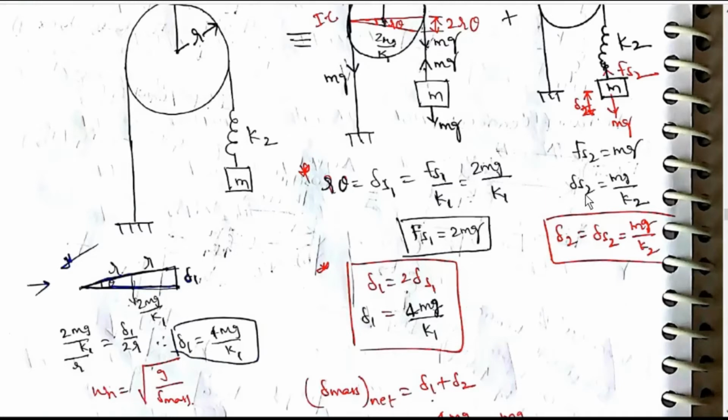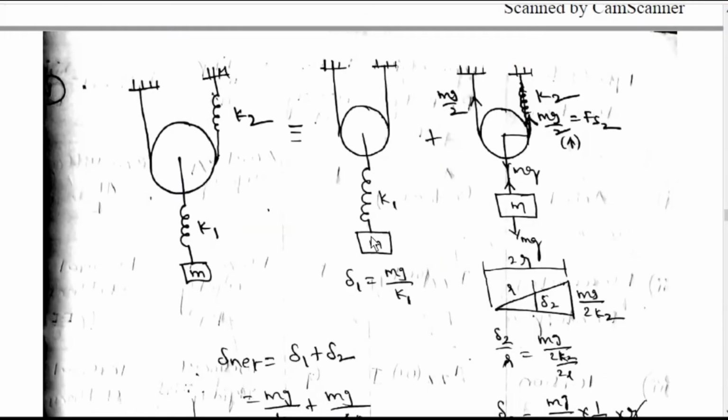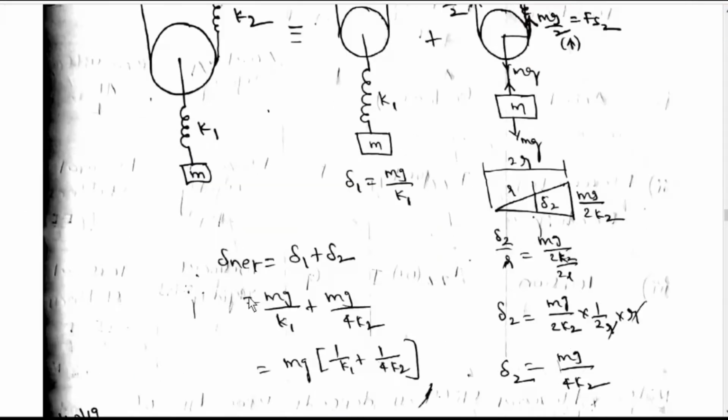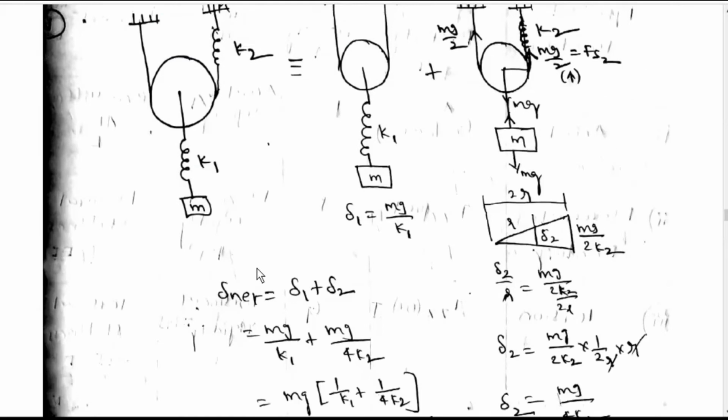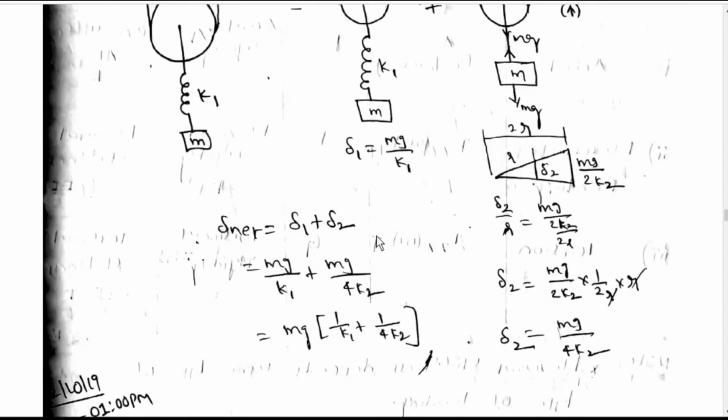Fs2 is equal to mg. Delta S2 is equal to mg by K2. Delta 2 is equal to mg by K2. And delta net is equal to delta 1 is equal to mg by k1 when spring 2 is replaced by a string.